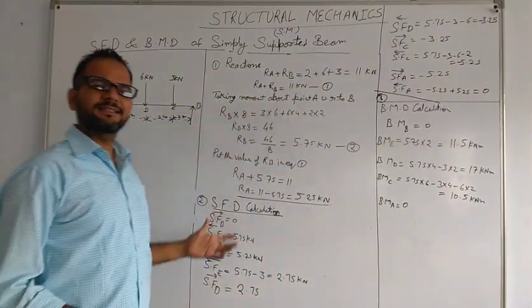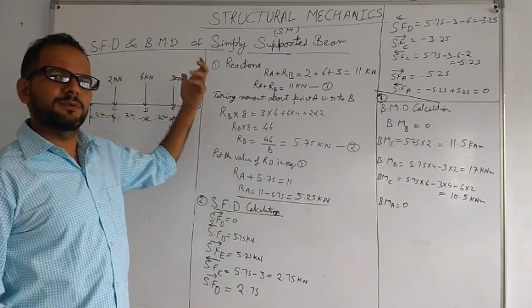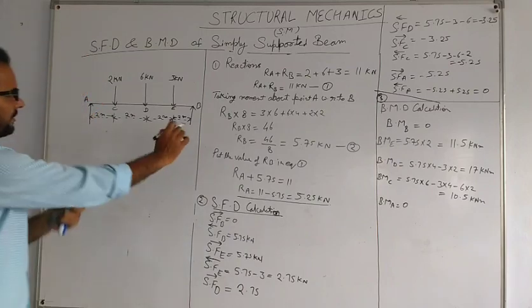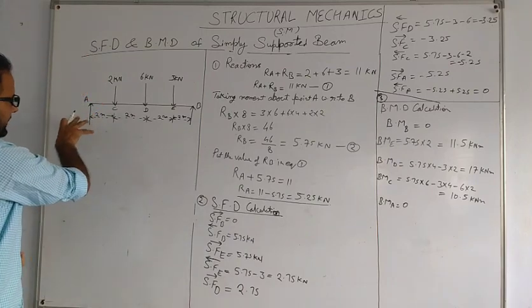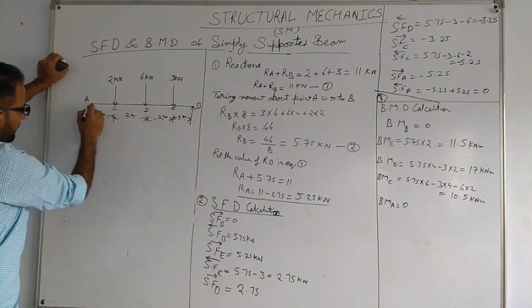These are three easy steps to find out the shear force diagram and bending moment diagram of simply supported beam. So let's take, first of all we will find out the reactions at point A and B. Here AB is support. AB is support.